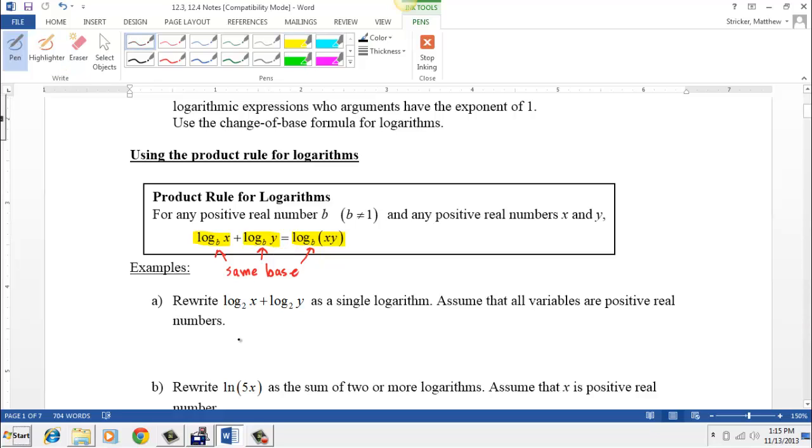And just to see how that works out in an example, let's say we wanted to rewrite log base 2 of x plus log base 2 of y as a single logarithm. Well, log base 2 of x plus log base 2 of y. Notice that they have the same base. And when we apply this property, our answer is also going to be log base 2, but we're going to take the product of the arguments x and y.